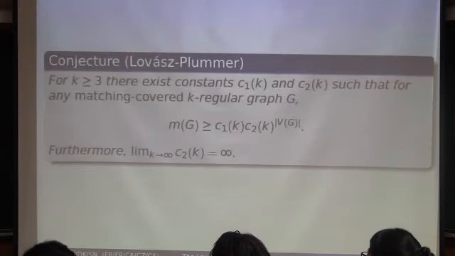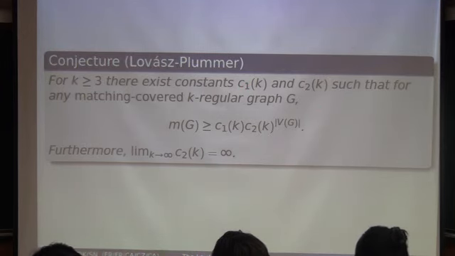And I'm just going to talk about the more general Lovász-Plummer conjecture, which a lot of people don't actually know about, probably because it seems so much harder than the cubic case. But they conjecture that if you take a k-regular graph, there exist constants c1k and c2k, so that you have at least this many perfect matchings in a matching-covered k-regular graph. A matching-covered graph is a graph in which every edge is contained in a perfect matching. And furthermore, this is the hard part, we want C2 to go to infinity with k.